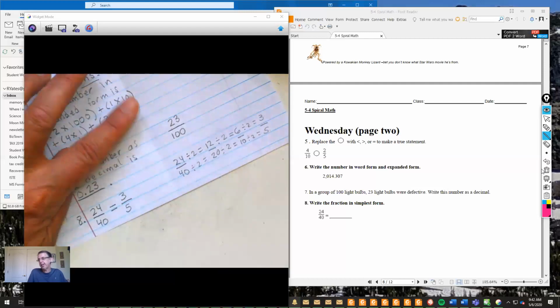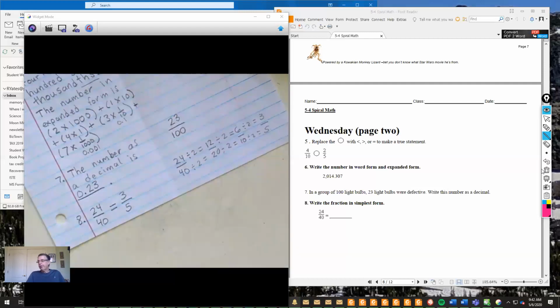You could also write that as a sentence saying 24/40 in simplified form is 3/5.